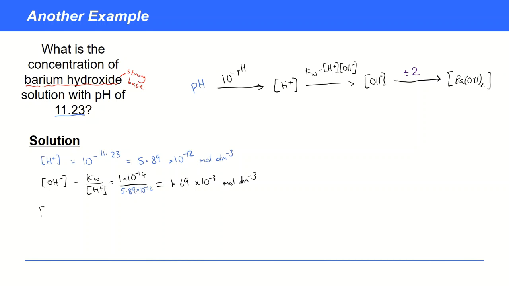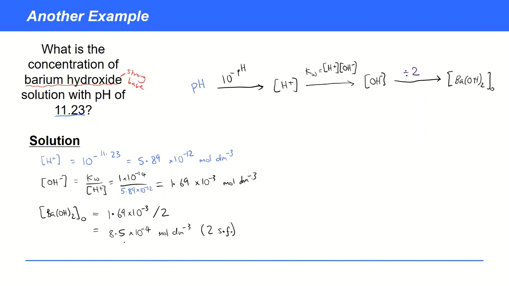And so if we want to work out our concentration of barium hydroxide, initial concentration, which is what the question was asking us, then we just need to take that number and divide it by 2. We get our final answer of 8.5 times 10 to the minus 4 moles per decimeter cubed. And that's a 2SF answer because our pH was given initially to 2dP, which is 2SF.